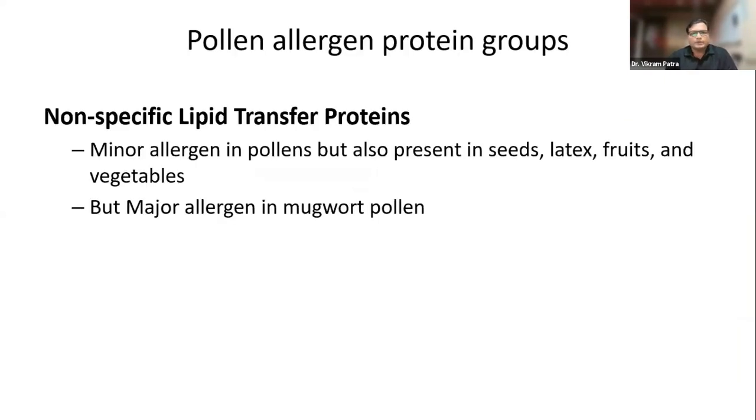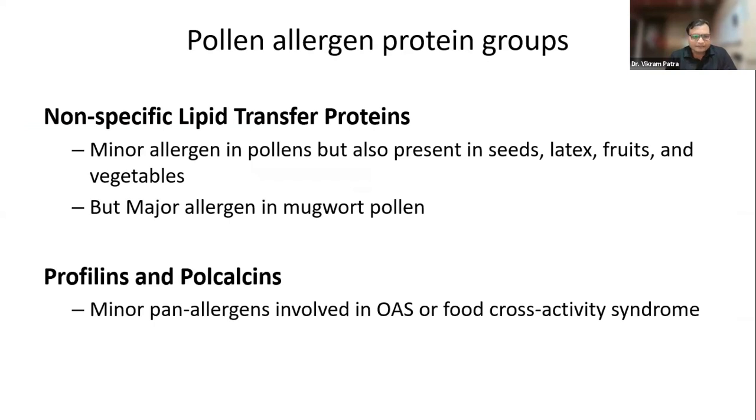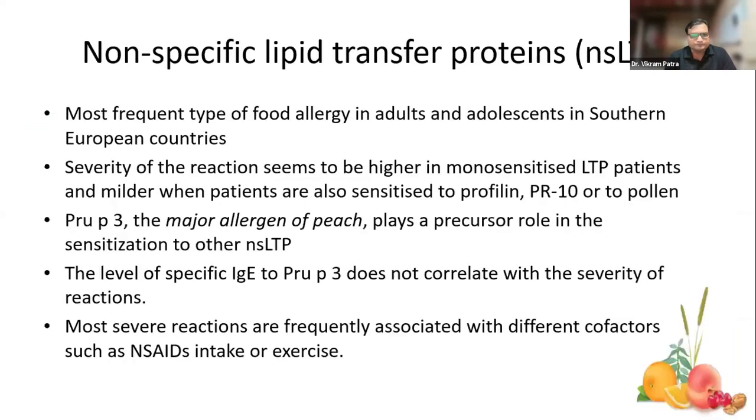So there are other protein groups like non-specific lipid transfer proteins. These are minor allergens in pollens, but they are also present in seeds, latex, fruits, and vegetables. But it is the major allergen in mugwort pollen, Artemisia. Then we have profilins and polcalcins. These are minor pan-allergens involved in oral allergy syndrome or food cross-reactivity syndrome.